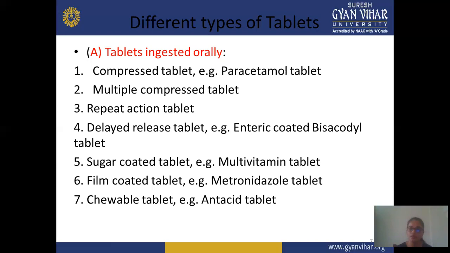Next is chewable tablet. This tablet you can easily swallow without using any water or any other solvent, and you just chew your tablet. These tablets are mainly like candy, and this type of tablet is mainly prepared for the purpose of antacid or acidic problem, like antacid tablet.